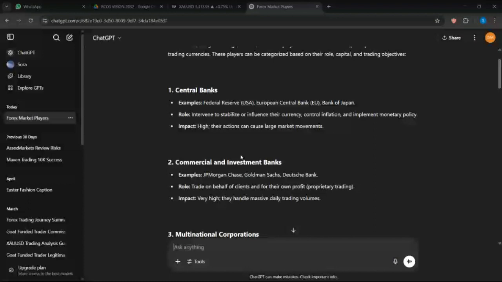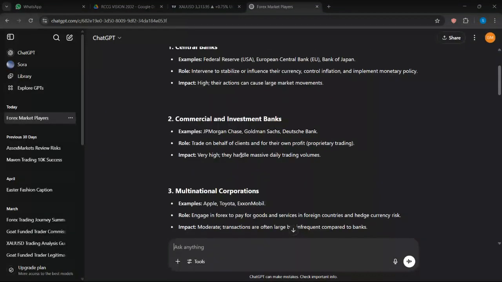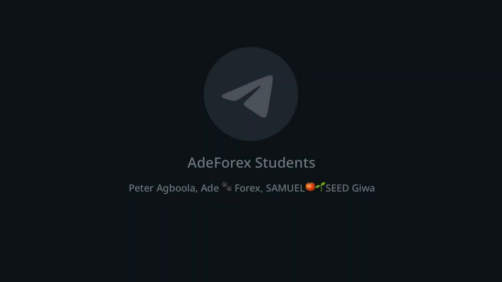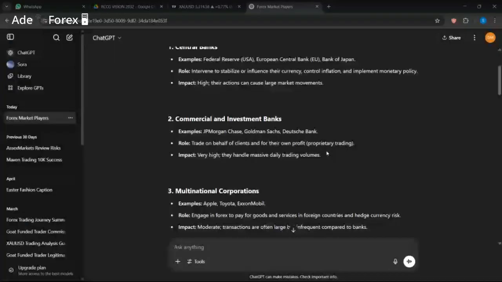Then the next participant is commercial. You see that it's been arranged in the level of the hierarchy. Commercial and investment bank, like I said, like JP Morgan, Goldman Sachs, Deutsche Bank. Their role, trade on behalf of clients and for their own profit. So they are called proprietary traders. So they are just investment banks. Commercial banks are like our own normal banks in Nigeria. Though you find they might not be trading for clients, they are trading to make their own profit as well, while investment banks are trading for banks.